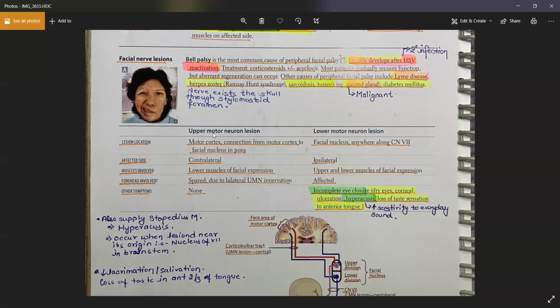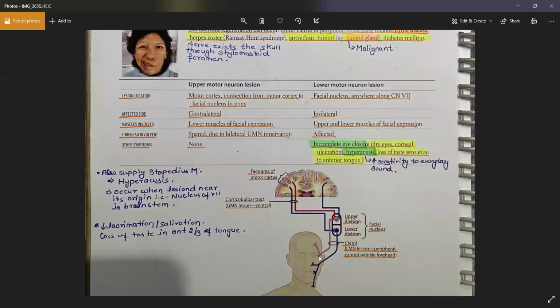Now, what happens if I get the upper motor neuron lesion, or the lower motor neuron lesion? In the upper motor neuron lesion, because both of my motor cortices are supplying the pons, I will have only the loss of these muscles on the lower 1/4 of my face, and it would be contralateral. Lower muscles of facial expression will die. The forehead involvement is not present, because of the bilateral upper motor neuron innervation. Other symptoms are not present.